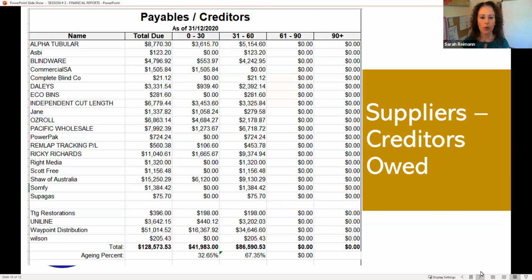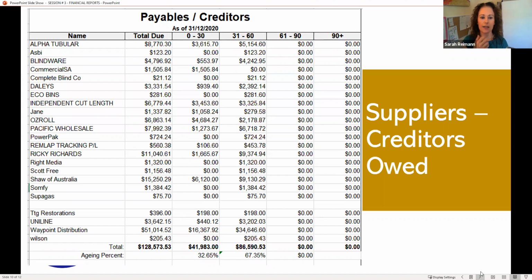So this report here, the last one that we're just going to go through today, is a creditors report or a payables report. So accounts payable as it's commonly known. And this is a similar thing to the way that the debtors report works, except it is money you owe to others, rather than who owes you.